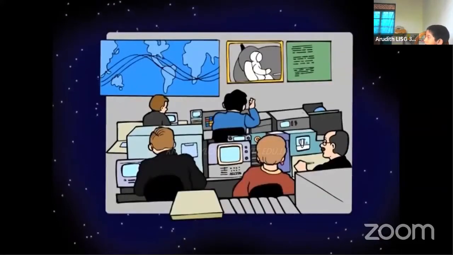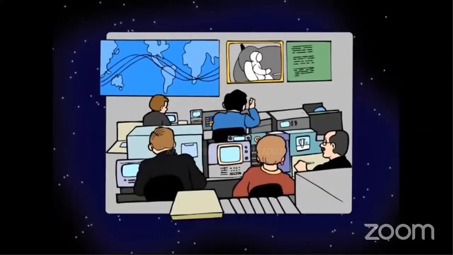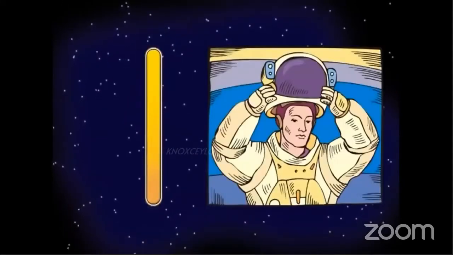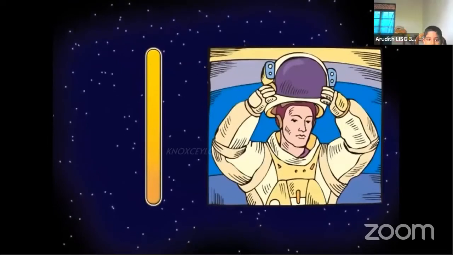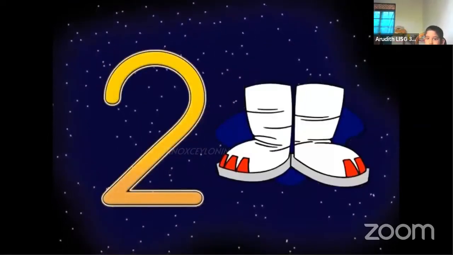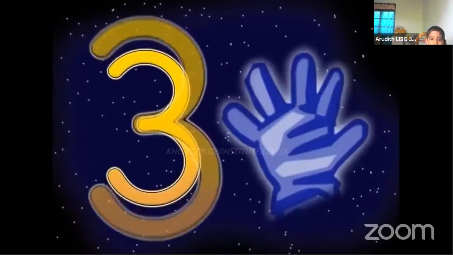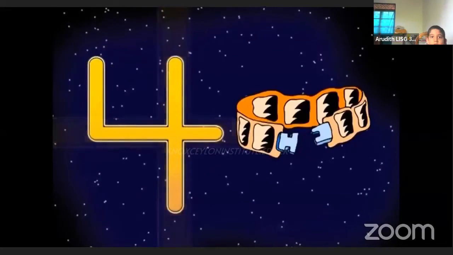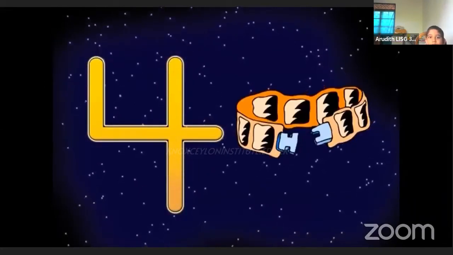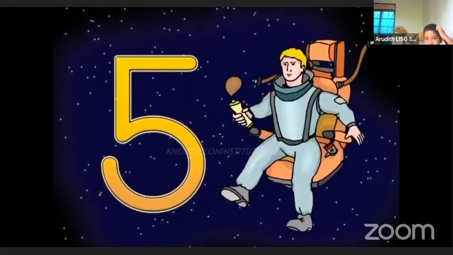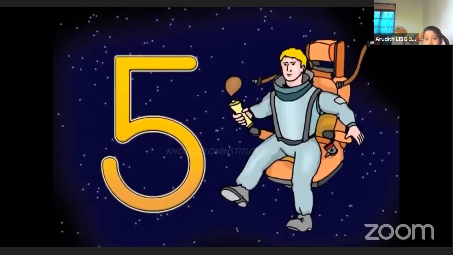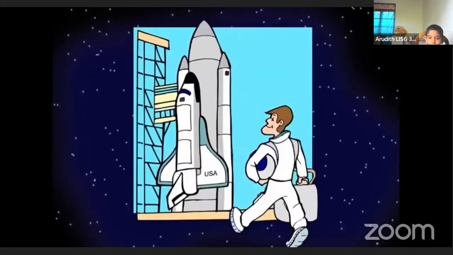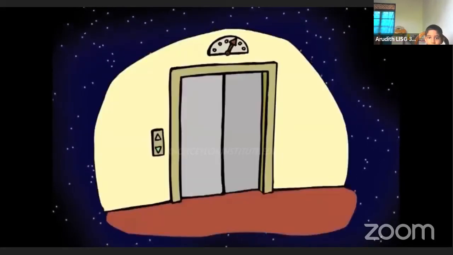Mission control to astronauts. Space travel check. Astronauts ready? Check. 1. Space helmets on. 2. Space boots on. Zap, zap. 3. Safety gloves on. 4. Space belts locked. Click, click. 5. Space ice cream taste. Chocolate. Astronauts, take one big step to the spacecraft elevator.